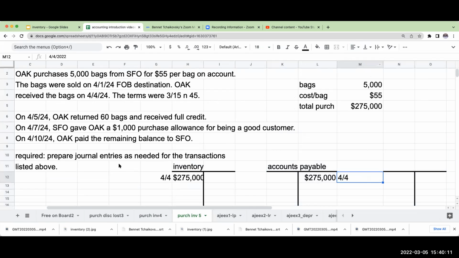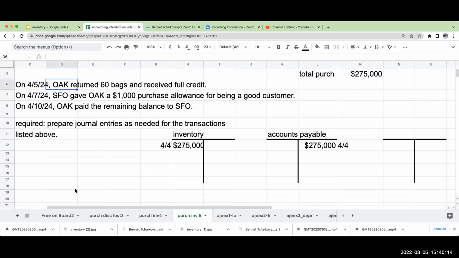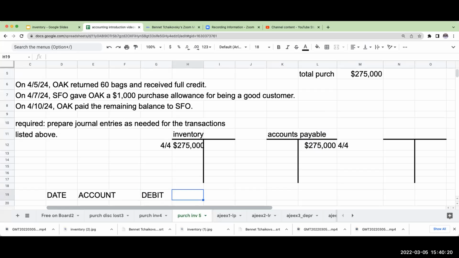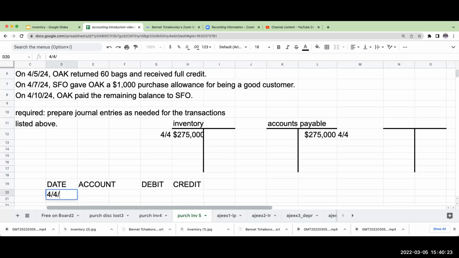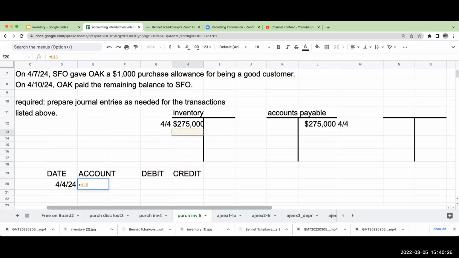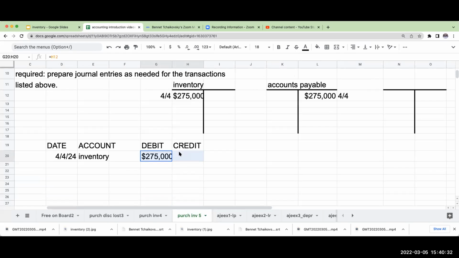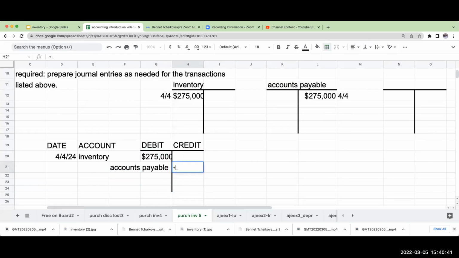Okay. Now we come down over here. If I had to do a journal entry for this, the journal entries are really a translation of what we just did above. So we have 4/4/24. I list the account I'm debiting first, which is inventory, and then the account I'm crediting, which is accounts payable, or AP, for $275,000. And I would need a little description, which would be to record purchase of inventory on account.